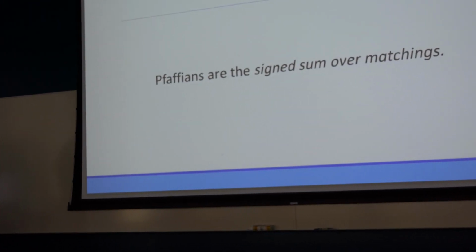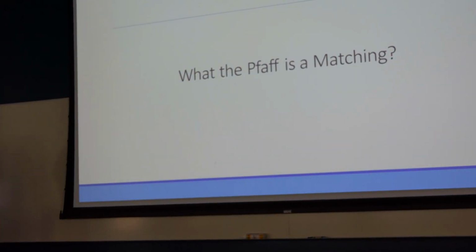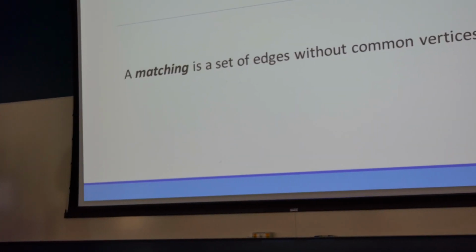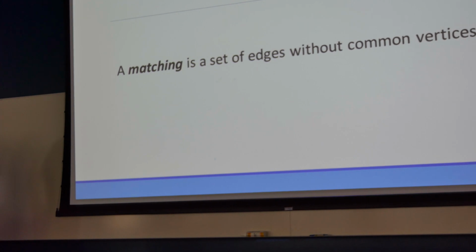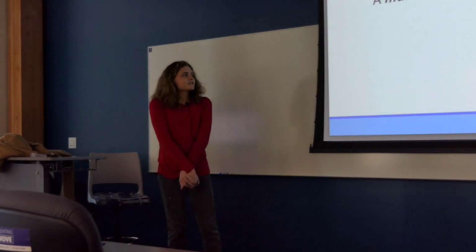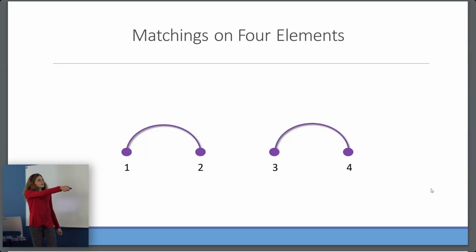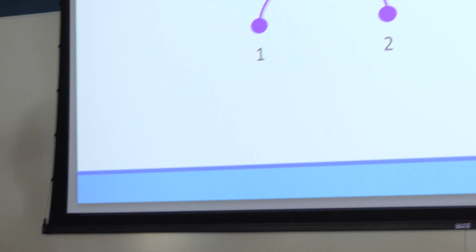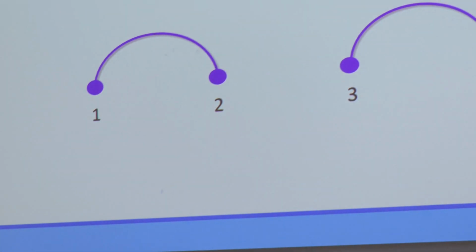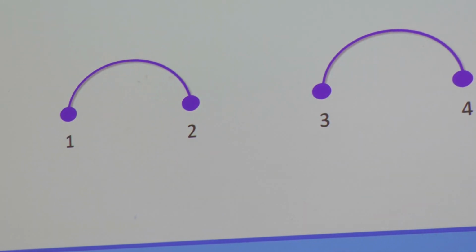Pfaffians are the signed sum over matchings. What the Pfaff is a matching. So a matching is a set of edges that do not share a common vertex, or that are without common vertices. An example of a matching on 4 elements would be this right here. So we have 4 vertices, and notice that they share edges with one another, but no vertex has more than one edge that it's connected to.